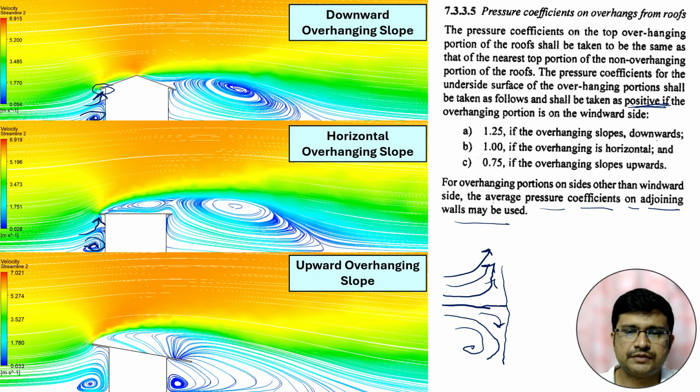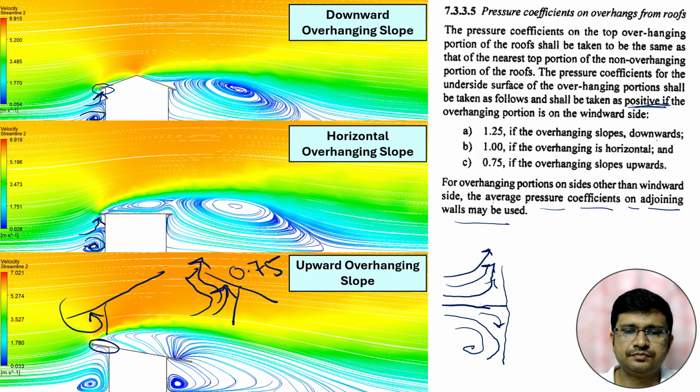roof. And for this type of roof where the slope is upward, this hitting will be a little bit less, because when the slope is like this, wind will hit like this, but when the slope is like this, wind will actually move like this. Some wind will move like this and some will hit. So at that time the value will be less and it will be 0.75, and here the value will be 1.25, and for the horizontal condition the value will be 1.